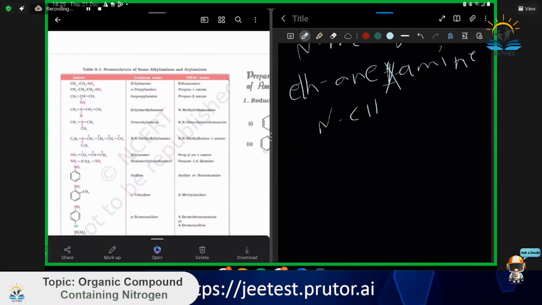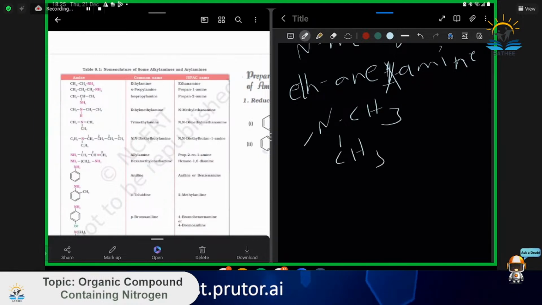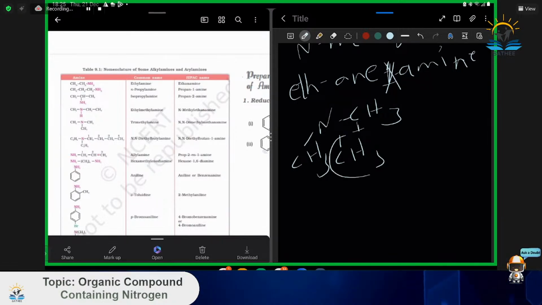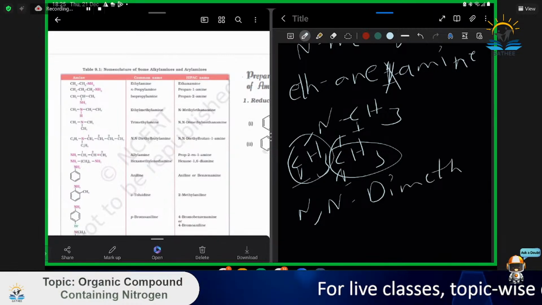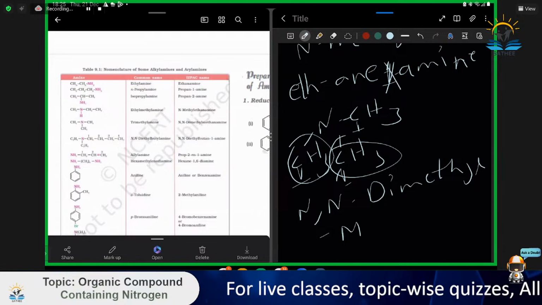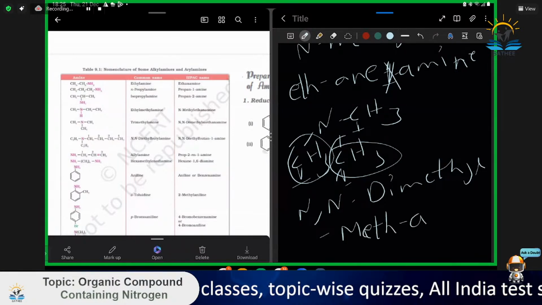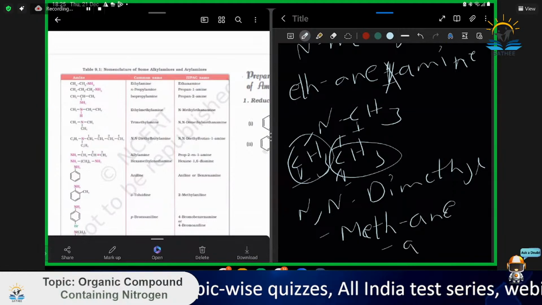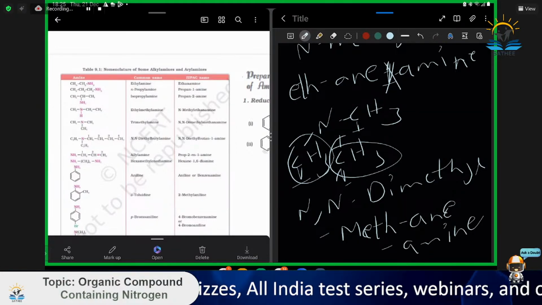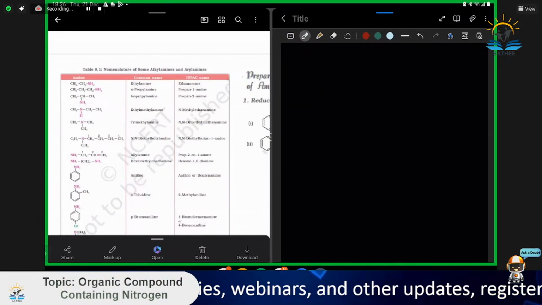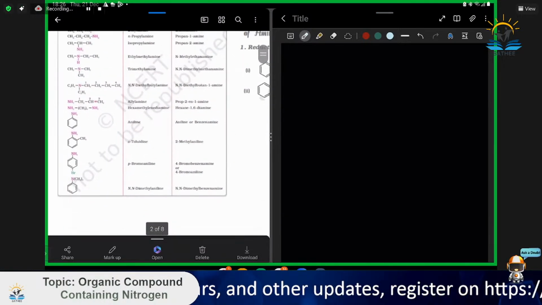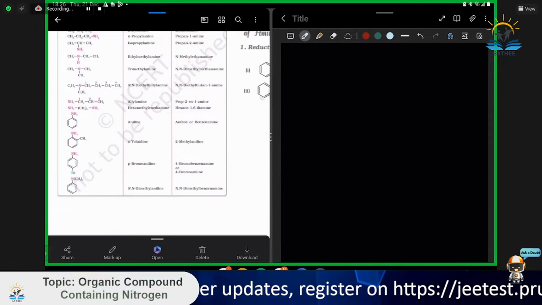In a tertiary amine, maybe this is the parent chain and these two are side chains, one methyl each. So N,N-dimethyl, and your parent chain is meth, and amine. That is the normal secondary and tertiary naming.